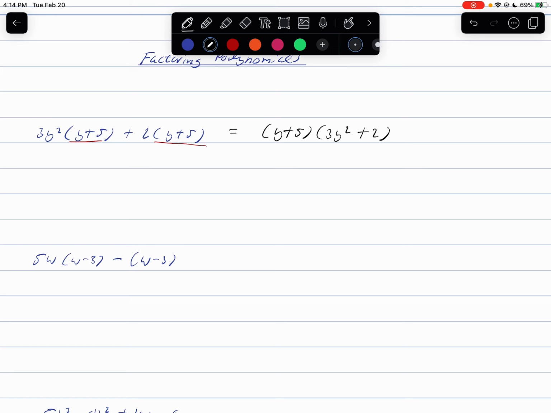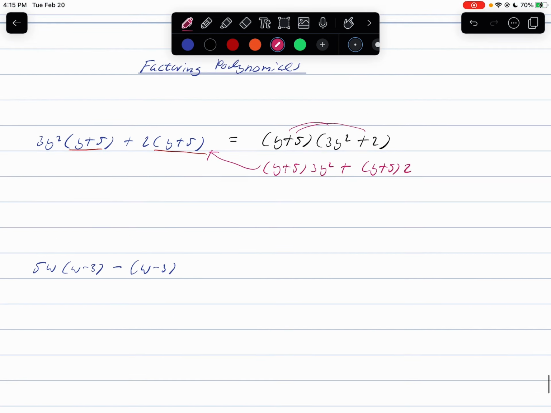So really, you can think of this as undoing a distribution. Let's see what happens when we distribute this y plus 5. Avoid the temptation to do the foiling here, but let's go ahead and distribute this y plus 5. If we distribute y plus 5 to this first term, we'll have y plus 5 times 3y squared, plus y plus 5 times 2, which is the same thing as we have over here. So you could really think of this as just undoing a basic distribution.